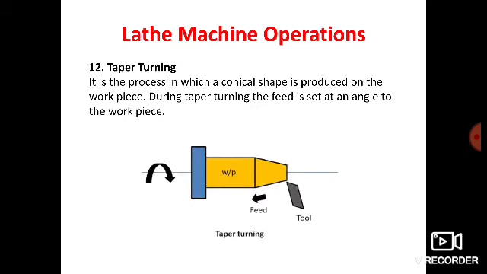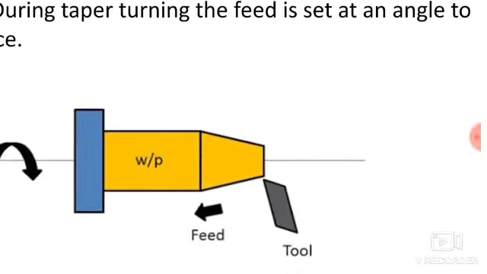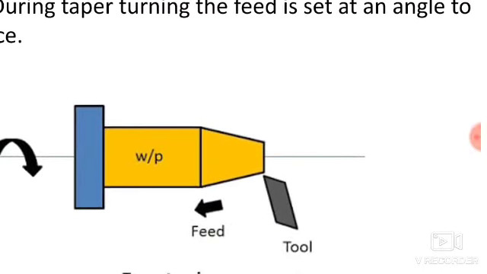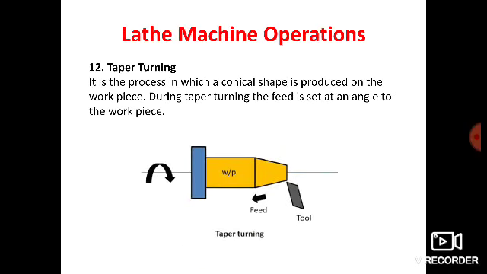The next operation, that is taper turning. So it is a process in which a conical shape is produced on the workpiece. During taper turning, the feed is set at an angle to the workpiece. Okay, so here you can see this tool has been given a particular angle, and you have to keep travelling at that angle. So tool is moving simultaneously parallel to the axis as well as perpendicular to it. Is moving along two axes simultaneously. That is known as taper turning operation.